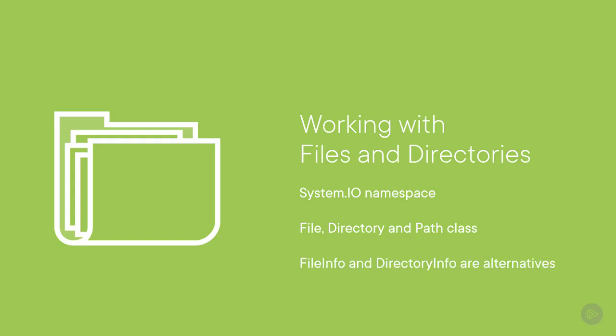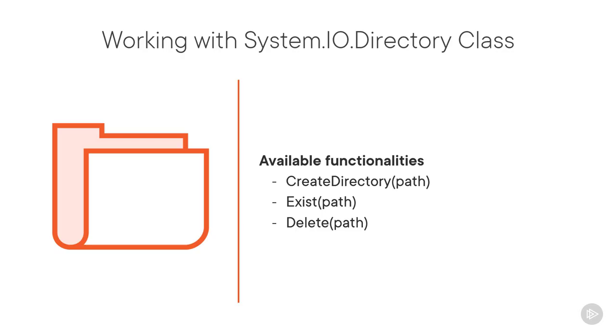Next to these classes, an alternative set exists that you'll also often see being used, and those are FileInfo and DirectoryInfo. I will stick to the File and Directory classes in this course. As said, the Directory class allows us to work with directories, so folders on the local system. Say that in our application we want to store the employee information in a certain file. We'll probably want to store it in a specific directory.